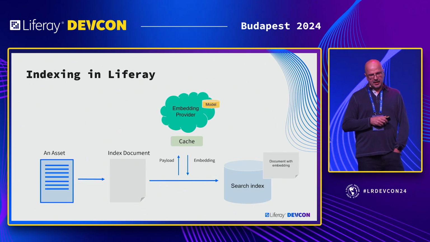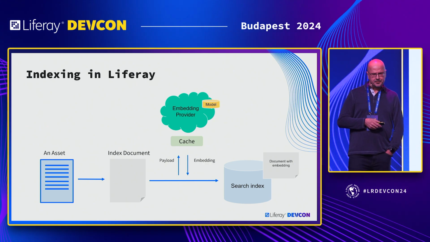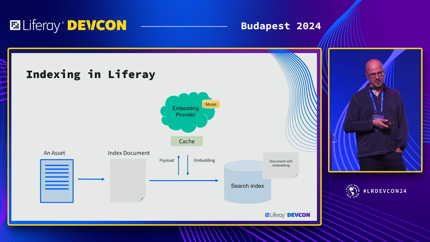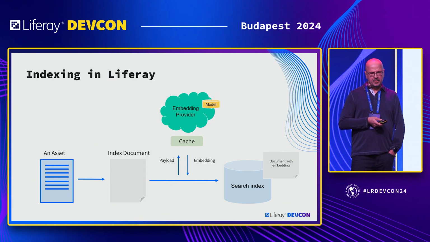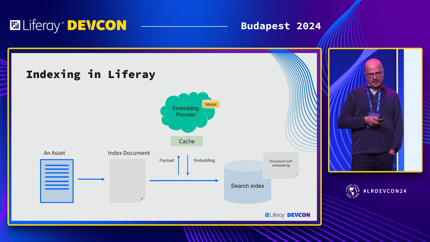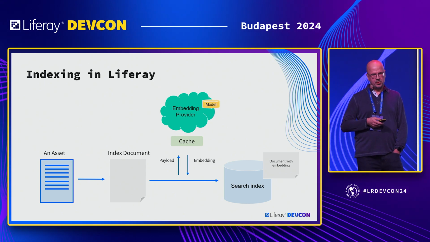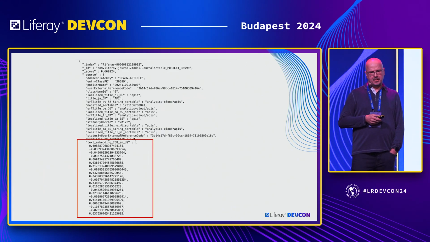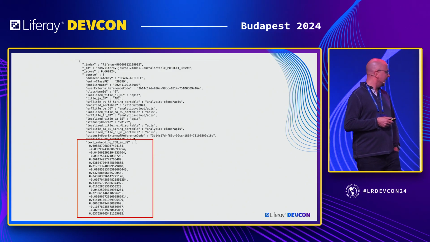Now, coming back to Earth, how does all of this translate to Liferay? When we index an asset, let's say web content, we have to create an index document first. Then we call our embedding provider, send data from our asset there, and get an embedding back. Then we store that in the search index, so there will be a document with an embedding. This is an example of an actual index document and shows what the embedding looks like.